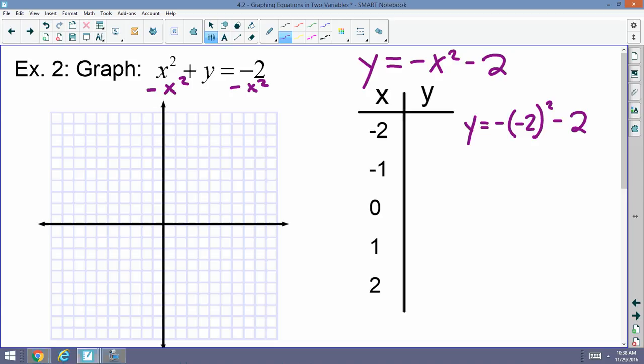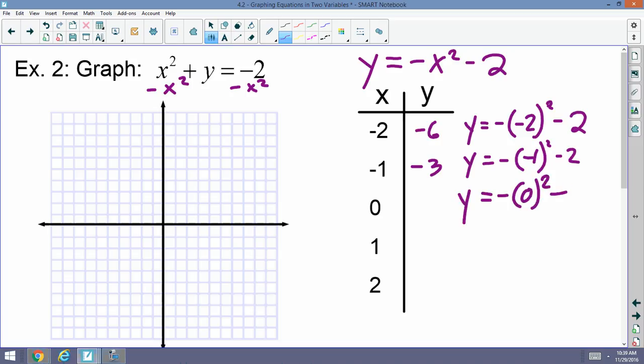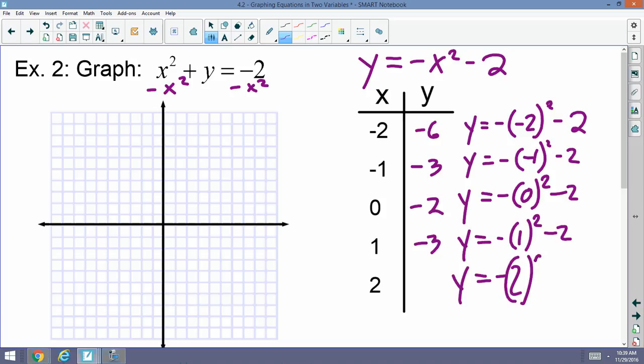So what's the answer here? It's negative 6, because negative 2 squared is 4, but 4 times a negative is negative 4. Negative 4 minus 2 is negative 6. When x is negative 1, we got negative 3. When x is 0, when x is 1, when x is 2, excellent, son. Does that make sense?